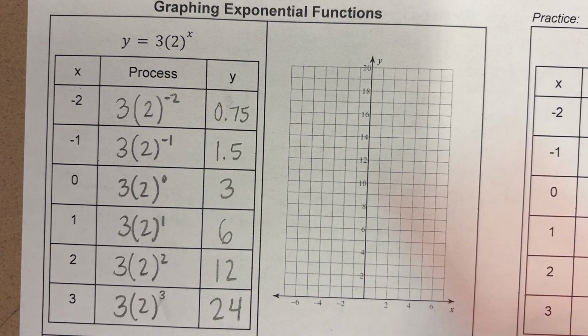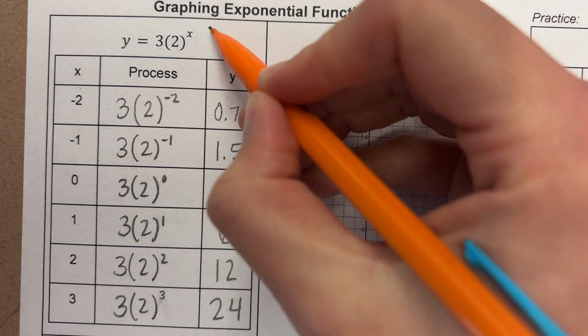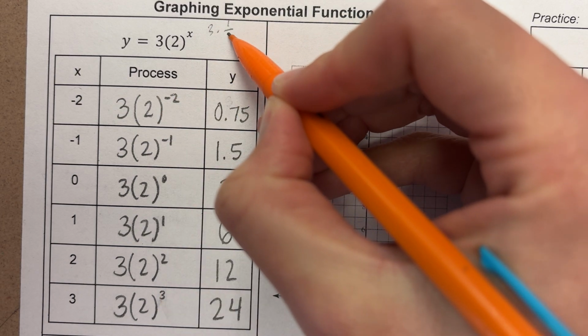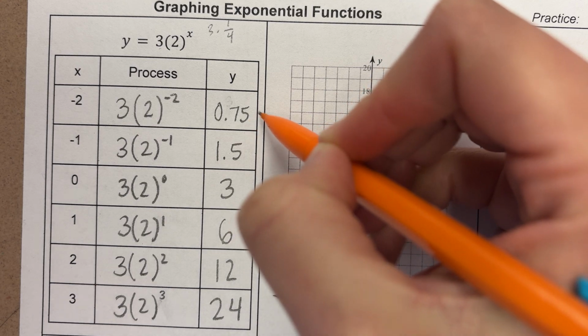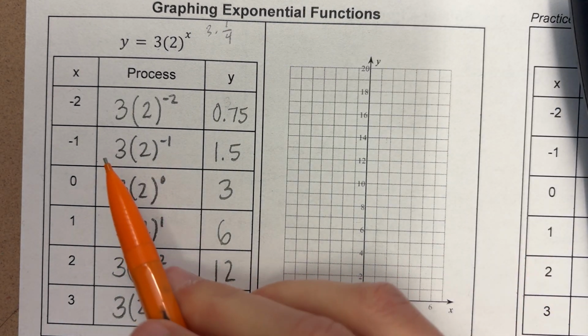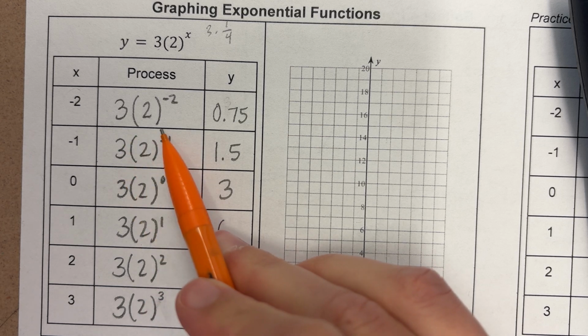3 times 2 to the power of negative 2 is 0.75. Now look, this is math I can do, right? 3 times 2 to the negative 2 is 1 over 2 squared, which is 4. This is 3/4, which is the same as 0.75. This is all math I can do, but I'm not going to. I'm just lazy, right?